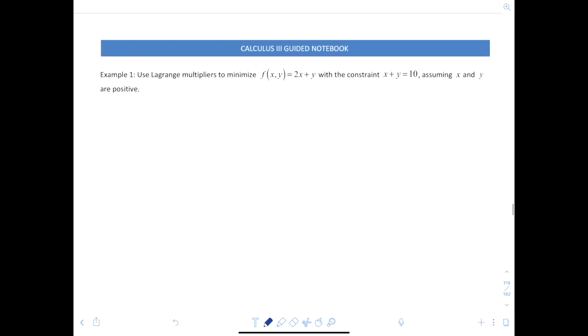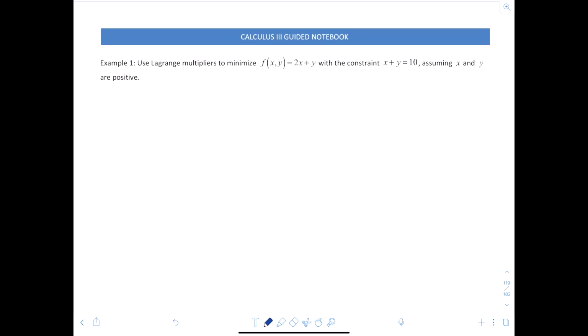For this first example, I want to make it a little less trivial, so we're doing a different one. f(x, y) is equal to e to the xy, and our constraint is going to be the circle x squared plus y squared is equal to 8. So the radius will be root 8, which is between 2 and 3.